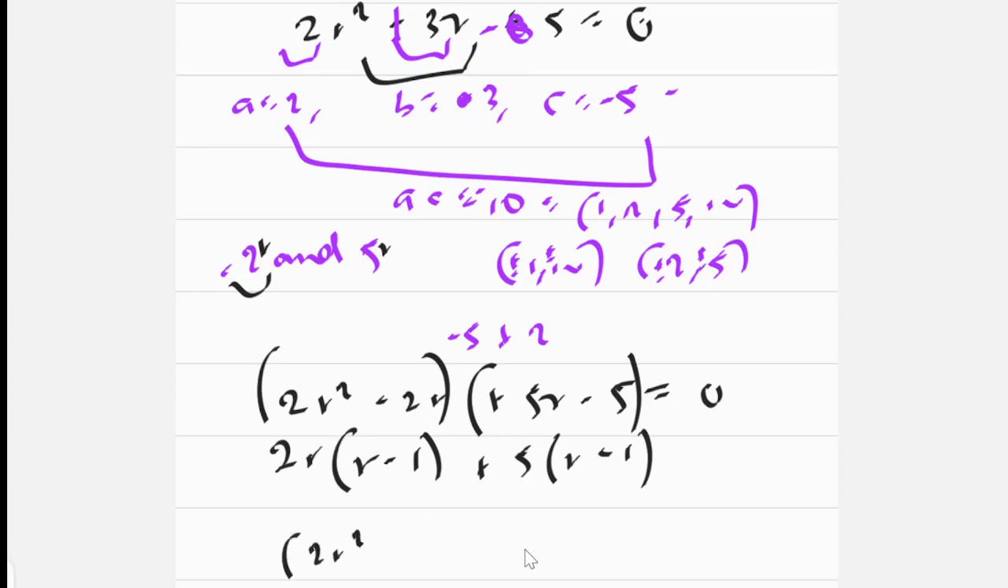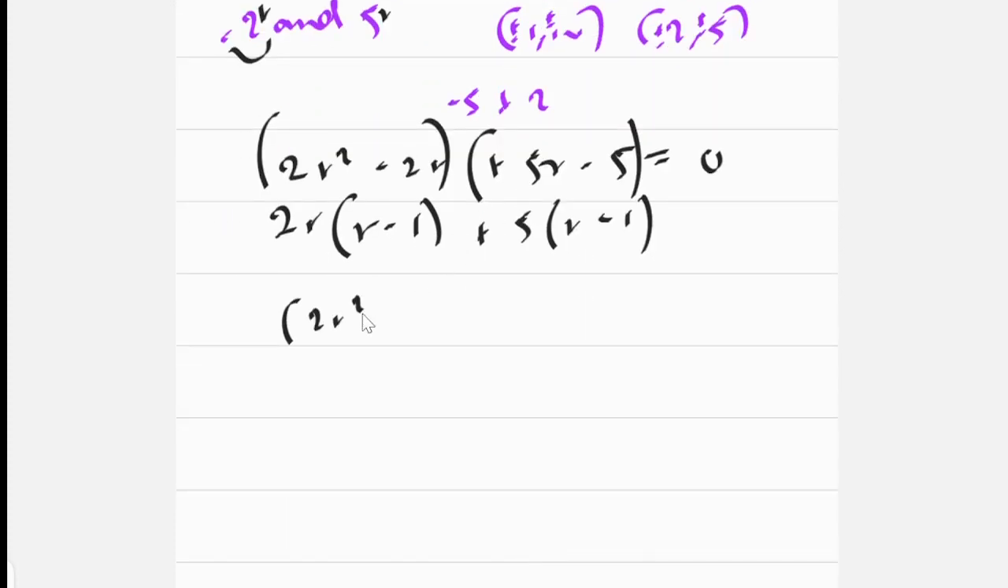Let me write it clearly for those of you who don't know how to do that. Consider 2r is common. Take 2r out, then divide by 2r. 2r will cancel 2r, and this one will remain r. Likewise, now take 5 out and divide each of them by 5. So that's what we did. I hope you understand now.